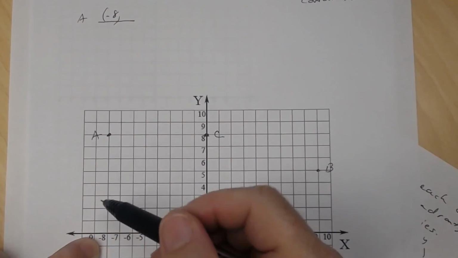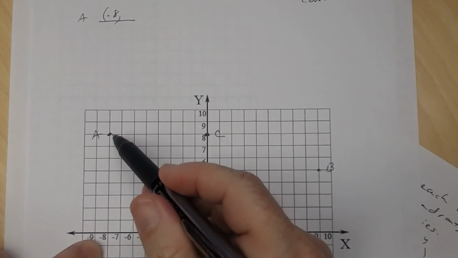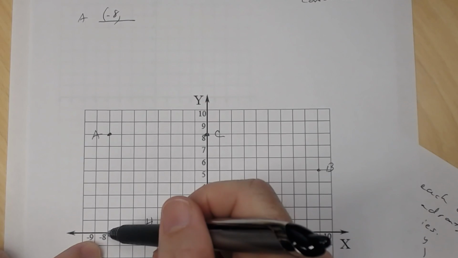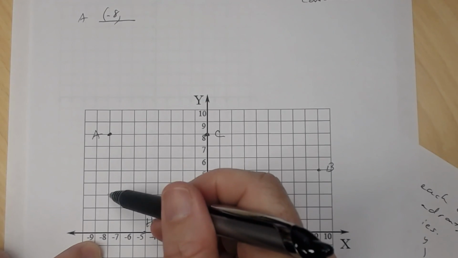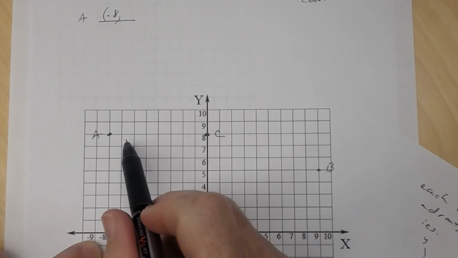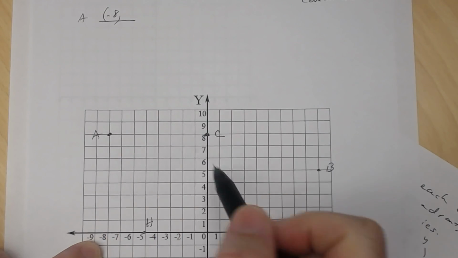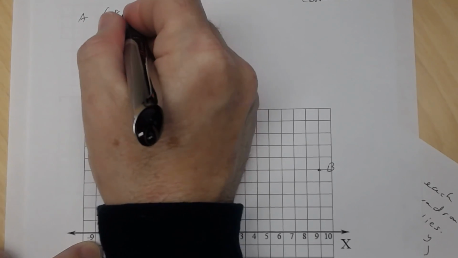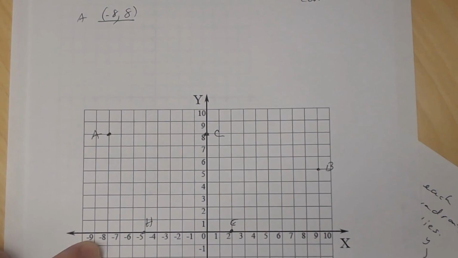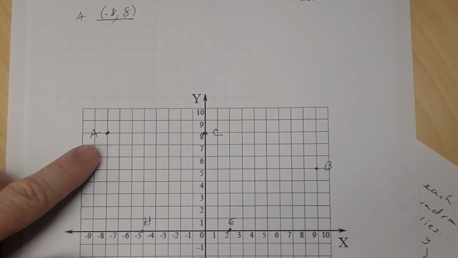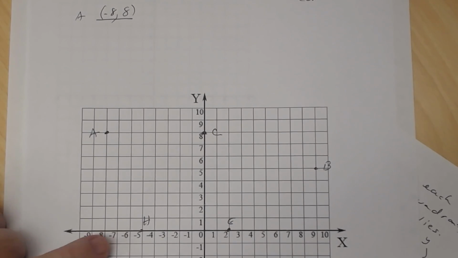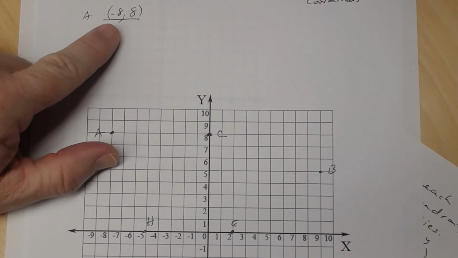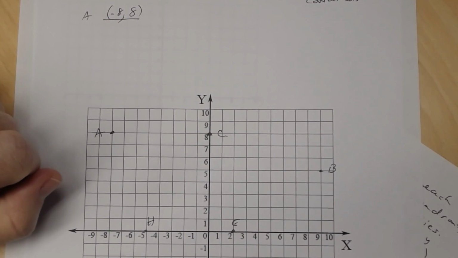Now I'm going to go up to this point. Remember, when you move to the left, it's negative. I'm going to go up 1, 2, 3, 4, 5, 6, 7, 8. Notice it corresponds to this 8 right here. So -8, +8. My y coordinate is +8. So this point that lies in quadrant 2 is (-8, 8). Points that lie in quadrant 2 have a negative x coordinate and a positive y coordinate.